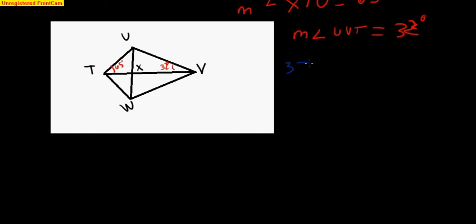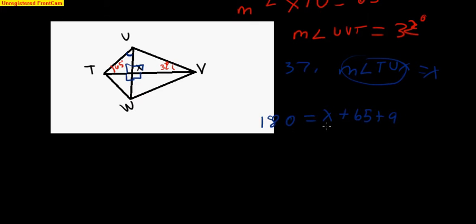Problem 37 wants the measure of angle TUX. So T to U to X. It wants this one. Now if you remember back at the theorems, the first one says that the diagonals of a kite are perpendicular, which is going to give us 90 degrees for all of these. The three angles in a triangle add up to 180. So we have 180 is equal to some x plus 65 plus 90. This is going to be the x in this equation.